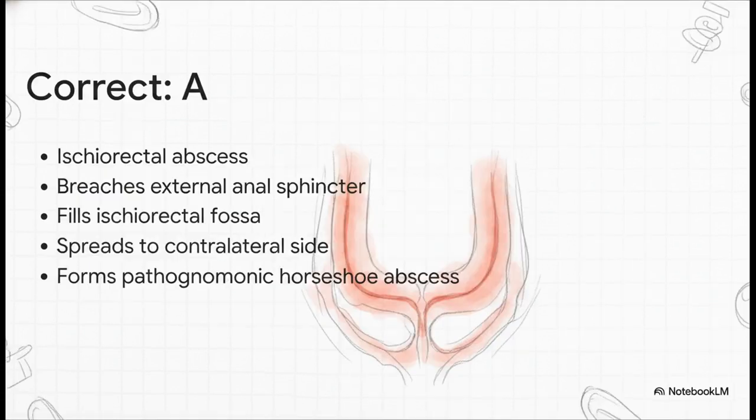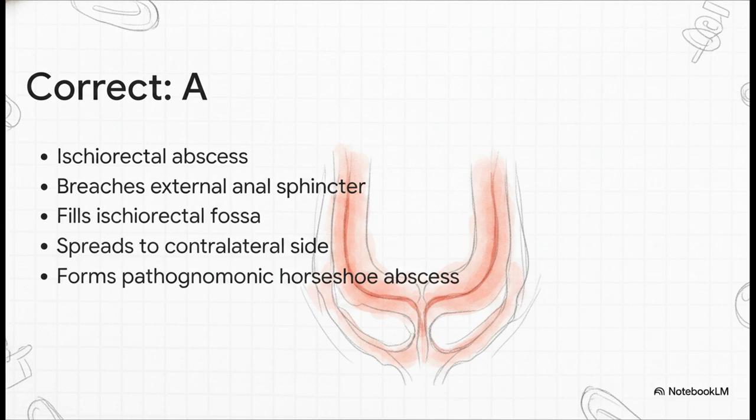Question 162. Which of the following anorectal abscesses spreads to other sites as well? Correct answer A, ischiorectal abscess. An ischiorectal abscess forms when an infection breaches the external anal sphincter below the level of the pubococcygeus muscle to fill up that fatty, dense ischiorectal fossa.